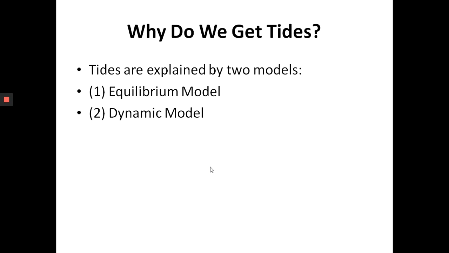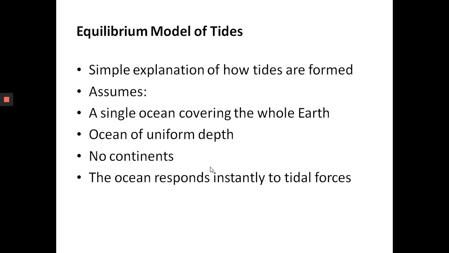And we can explain them by two models, actually two models to explain. One is called the equilibrium model, and the second is the dynamic model of tides. So we go one by one, go to the first type first, the first model, the equilibrium model. Okay, so what is the equilibrium model of tides?